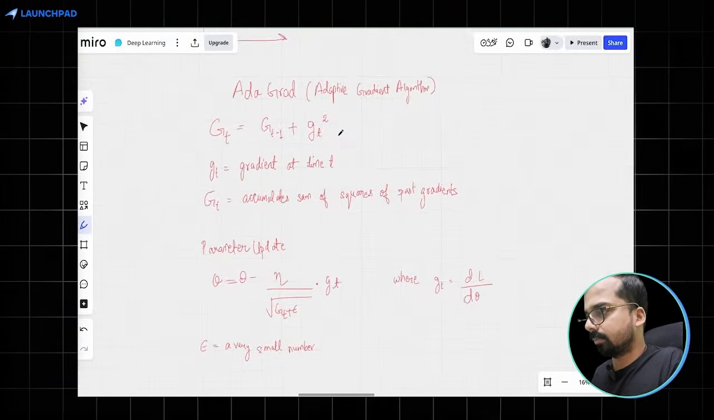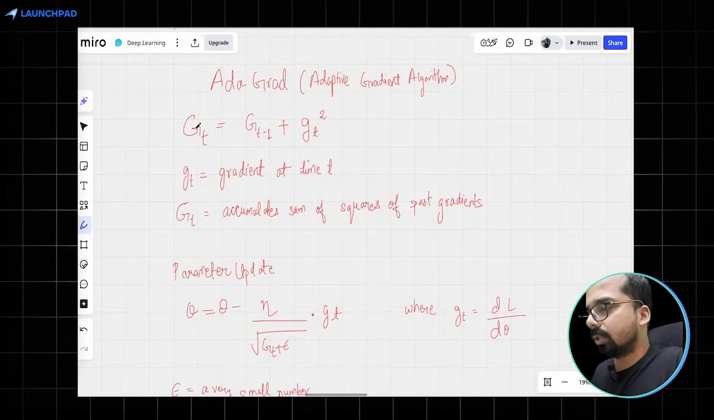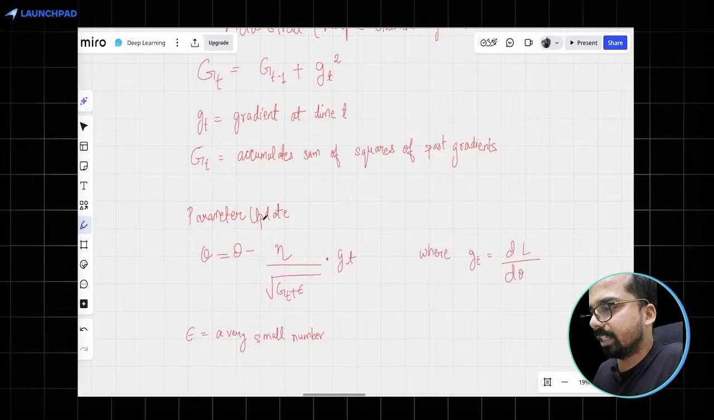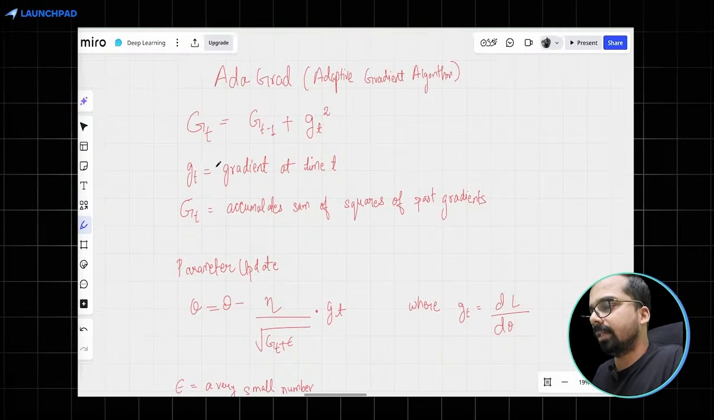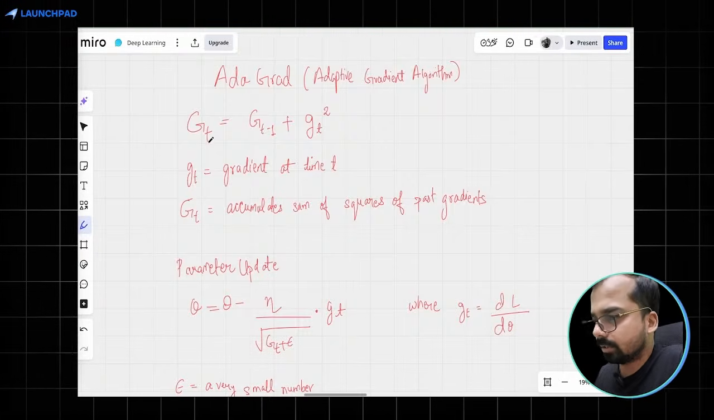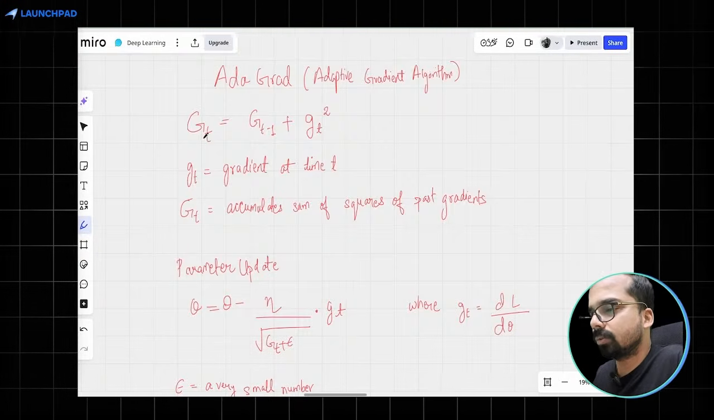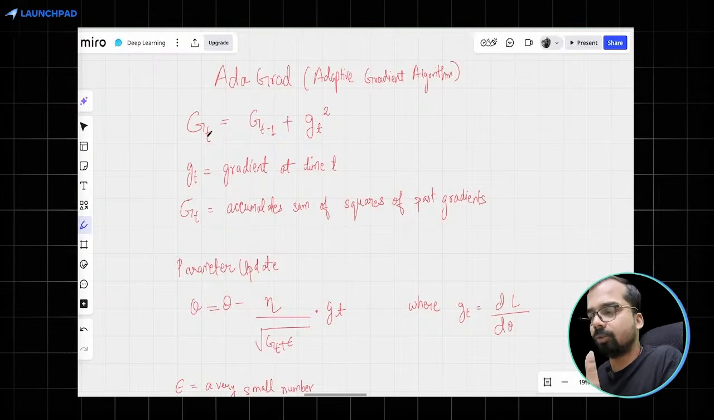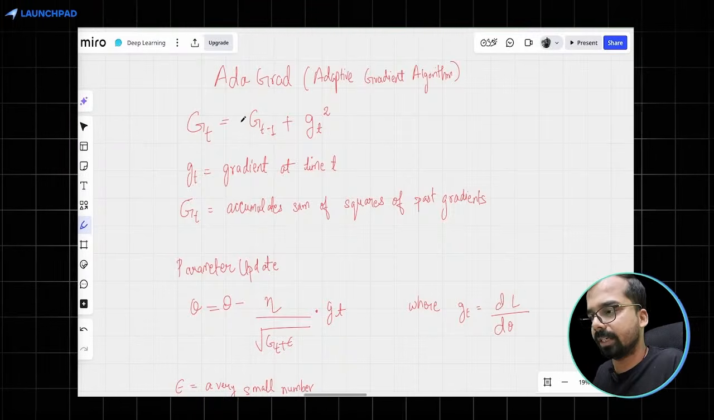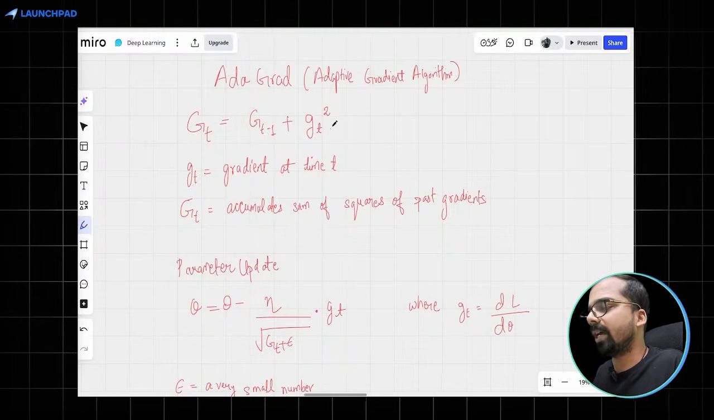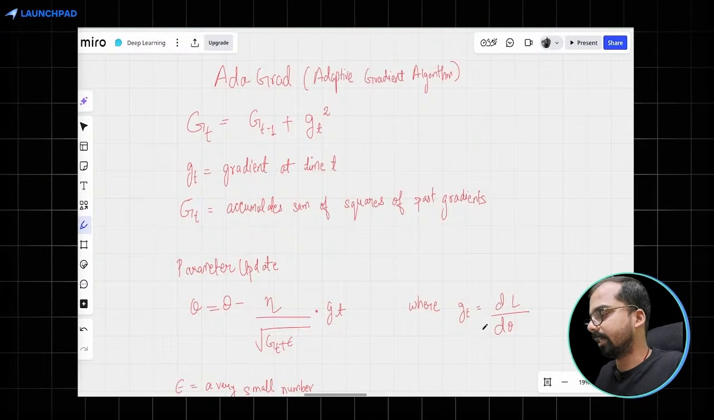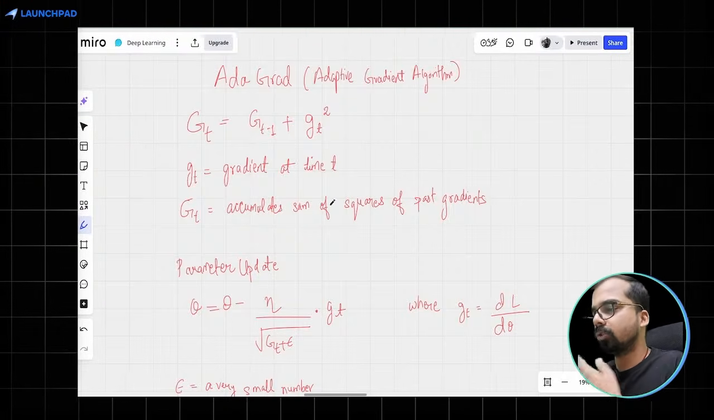So let's come over here. So in adaptive gradient, we have two things. One is parameter update, and the first thing is actually the accumulation of gradients. Here GT, the accumulated gradient at the current time step, is equal to the previous accumulated gradient plus the square of our gradient. So basically the current gradient, dL by d theta, you square it.